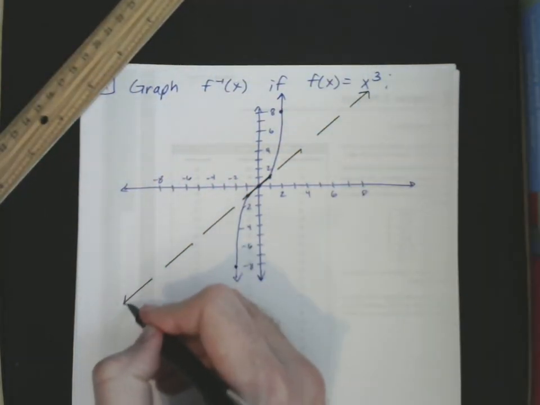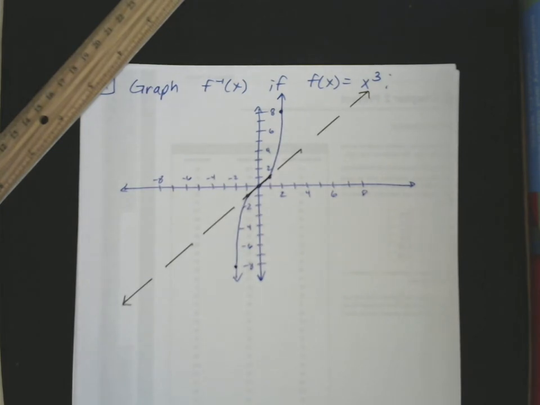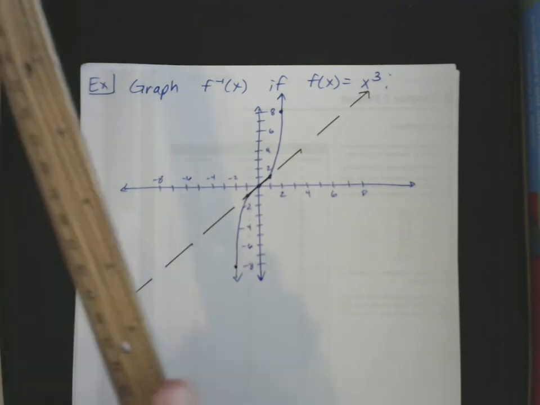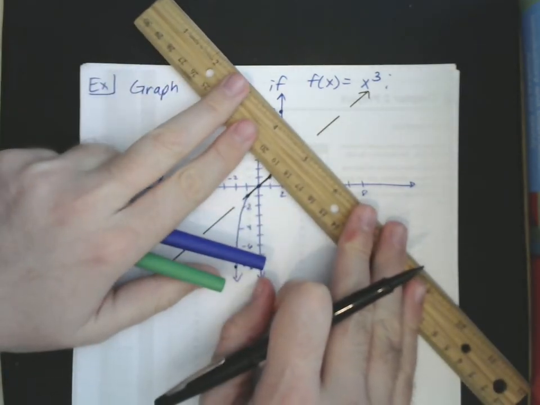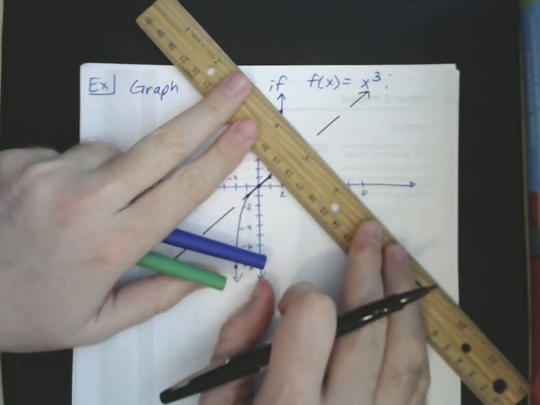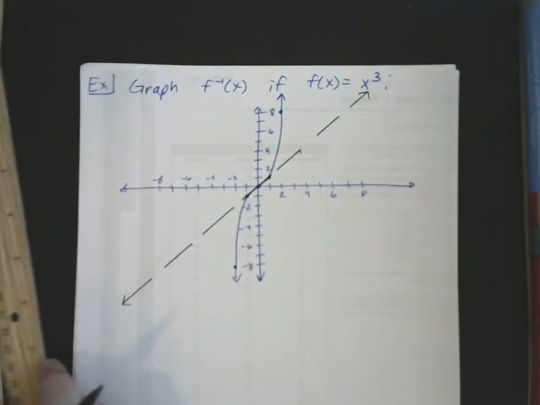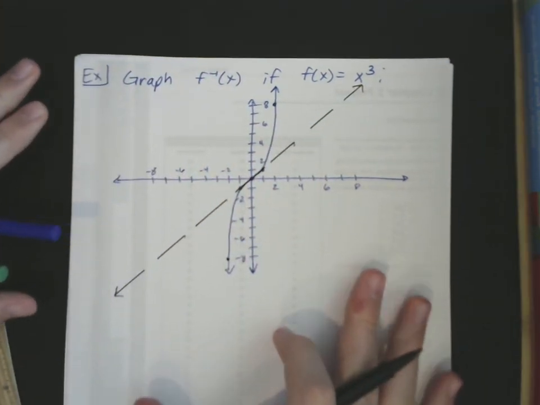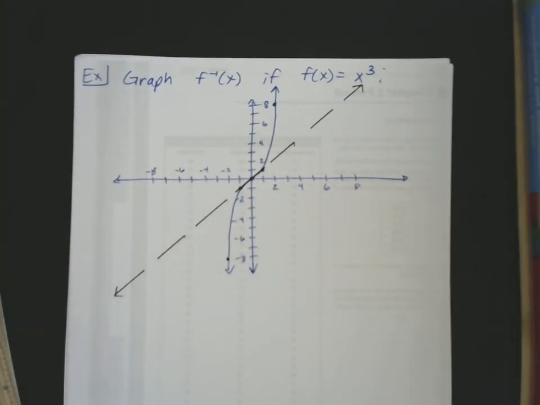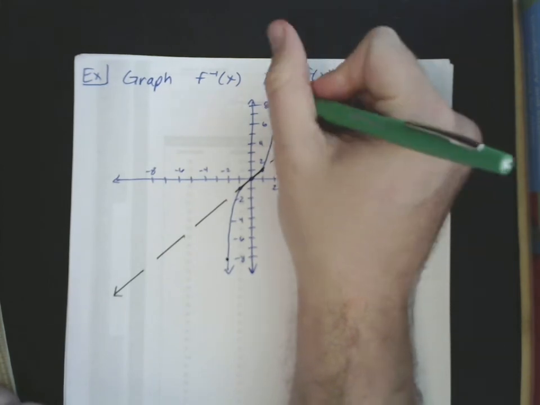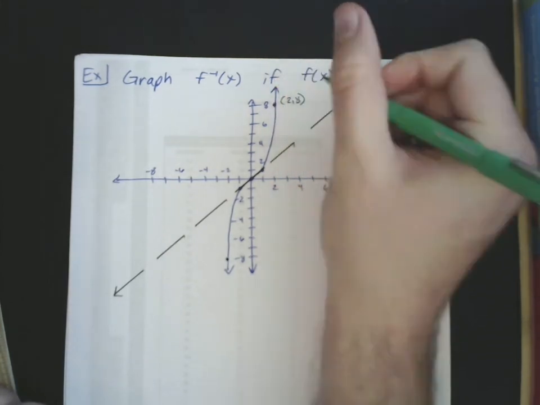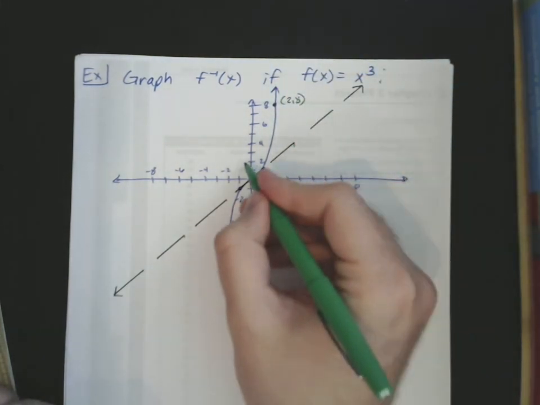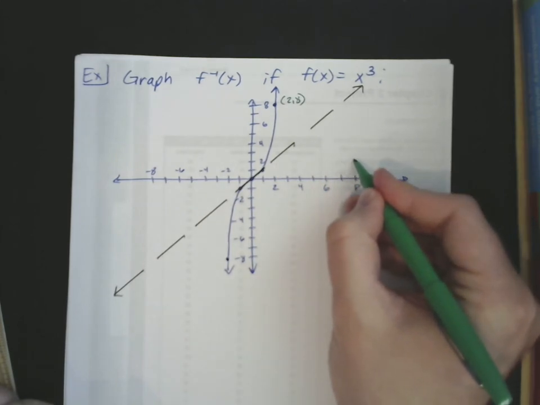So that's our line y equals x. And now to reflect, the idea is that these points go at a 90-degree angle to this line. Now my scaling's a little off, so it won't be perfect, but you don't need to use a ruler to do this. You know your points. So this was 2, 8, which means our inverse point goes to 8, 2. About right here.